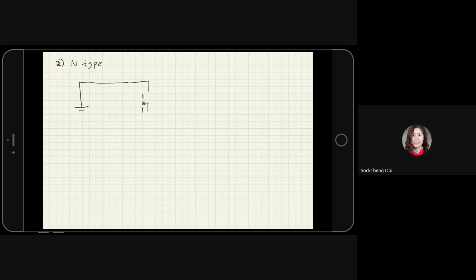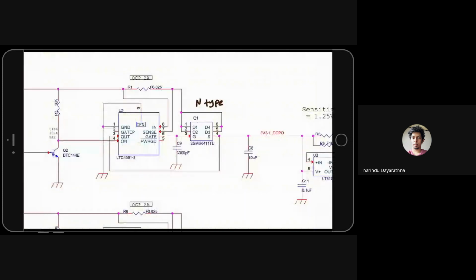Now you have the bulb here. Actually, this is the arrangement we have in the satellite. Maybe I'll make sure this is N-type before explaining. Yeah, it's the N-type MOSFET.